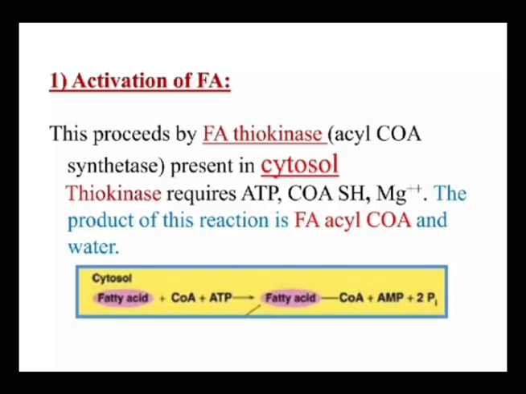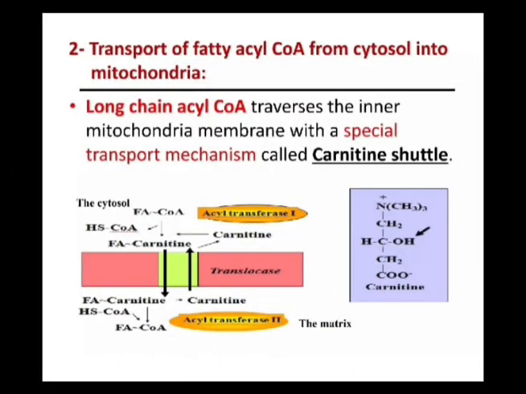The product of this reaction is fatty acyl-CoA and water. Cytosol. Fatty acid plus CoA plus ATP gives fatty acyl-CoA plus AMP plus 2Pi. 2. Transport of fatty acyl-CoA from cytosol into mitochondria. Long-chain acyl-CoA traverses the inner mitochondrial membrane with a special transport mechanism called carnitine shuttle.